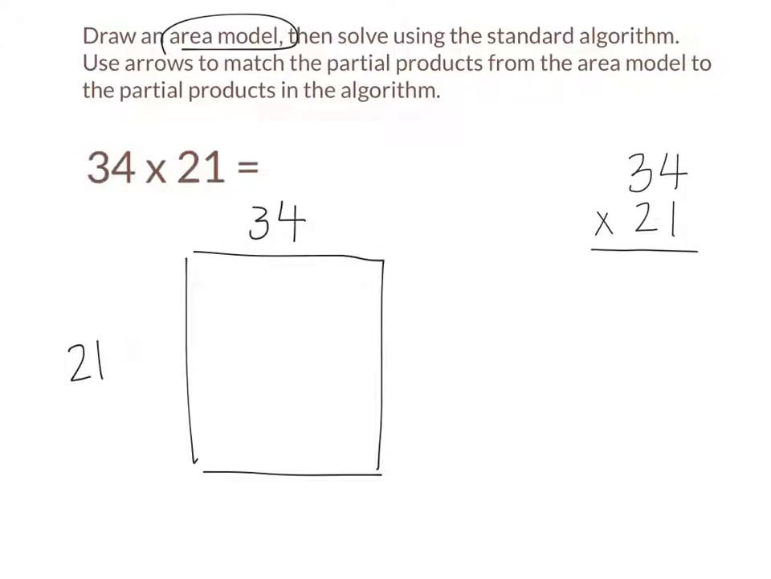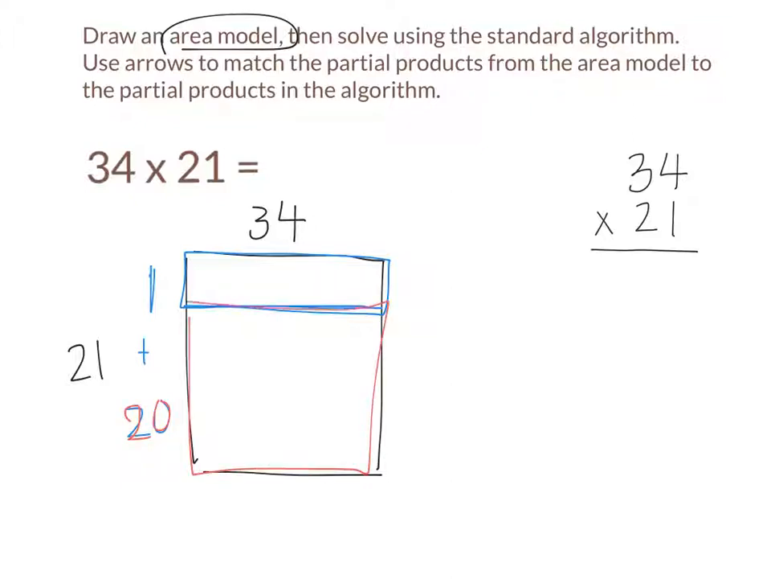Okay. For today, we're going to keep the top number whole, so we're not going to split that number up, but we're going to split the side number up. So what's one way we could split up 21 to make it easier to multiply? Help me? 1 plus 20. Very good. So we're going to split that rectangle into 2 smaller rectangles with 1 and 20, because 1 plus 20 is 21.